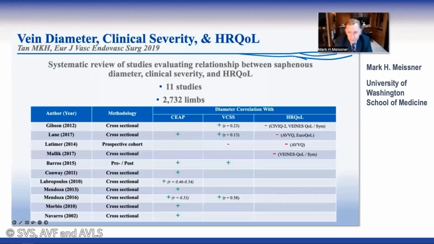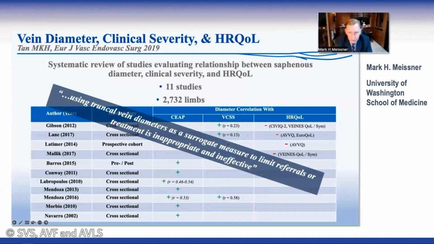For example, in this systematic review of 11 studies evaluating the relationship between saphenous vein diameter, clinical severity, and health-related quality of life, all 8 studies evaluating CEAP found a correlation between vein diameter and C-class. Similarly, among the 5 studies evaluating VCSS, 4 found a correlation, although often weak, between vein diameter and VCSS. However, none of the 4 studies evaluating a variety of quality of life instruments found any relationship between vein diameter and quality of life. As chronic venous disease is most often a quality of life disease, the authors concluded that using vein diameters as a surrogate measure to limit access to care is inappropriate and ineffective.